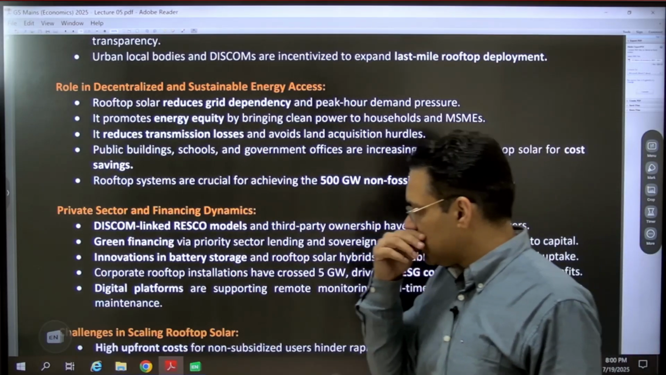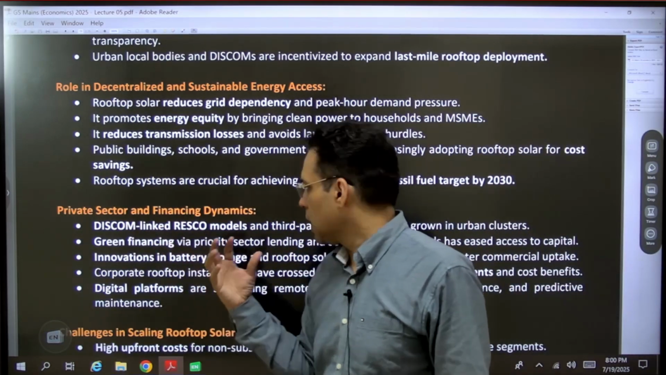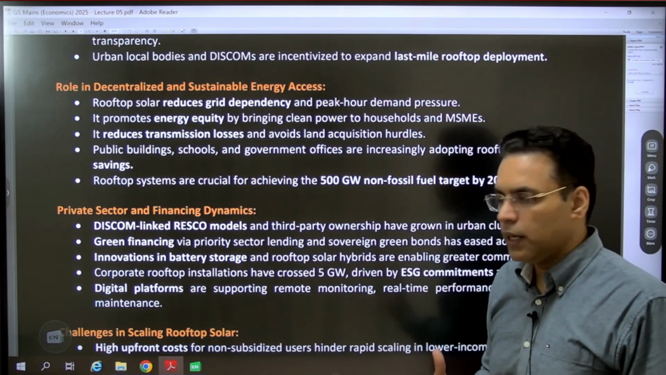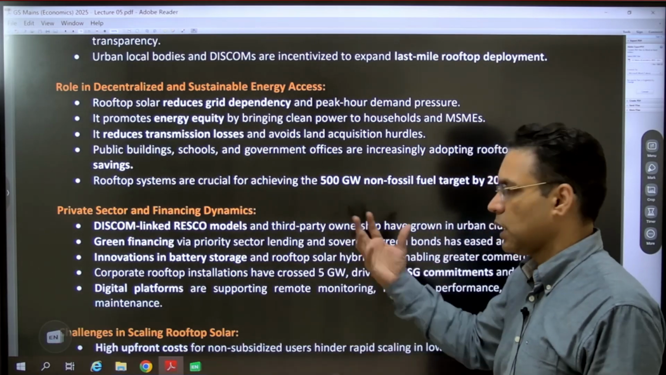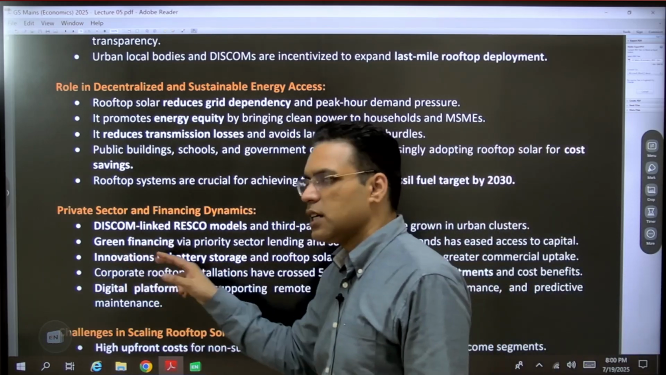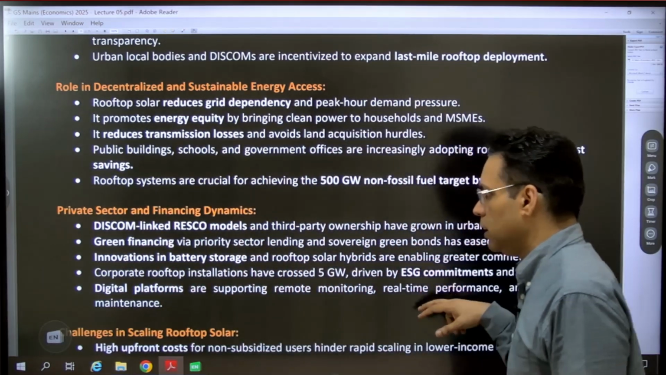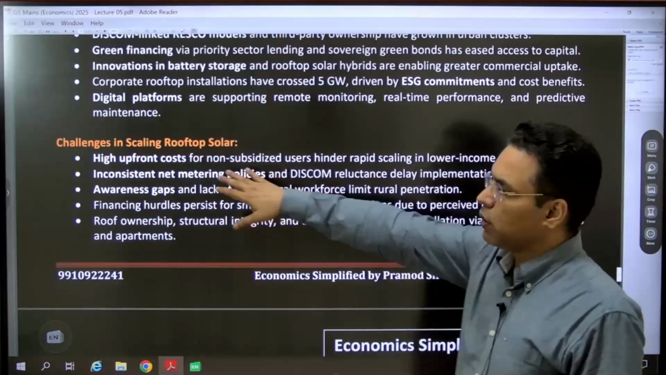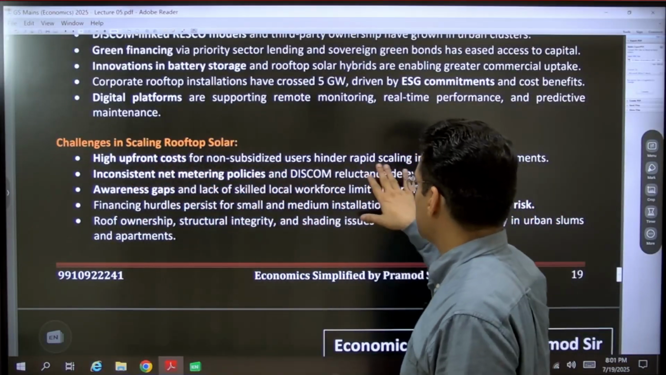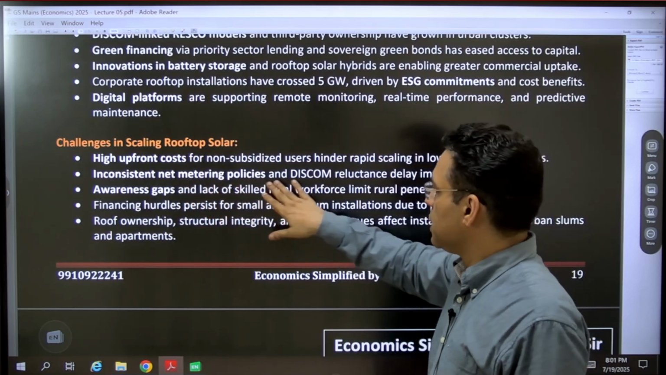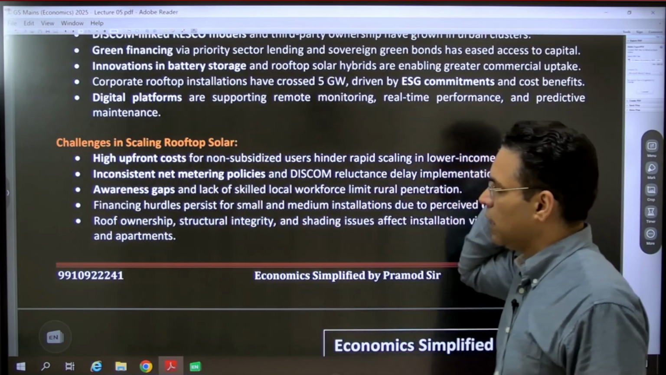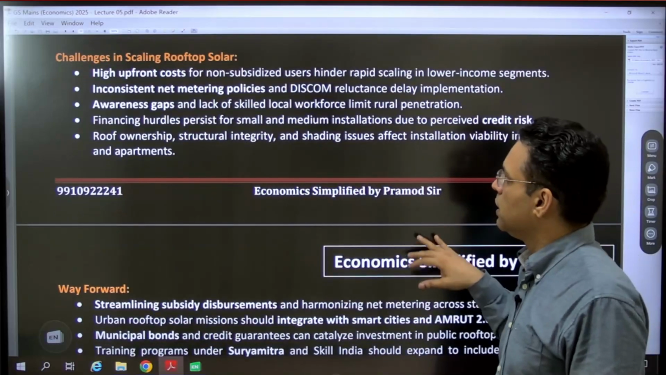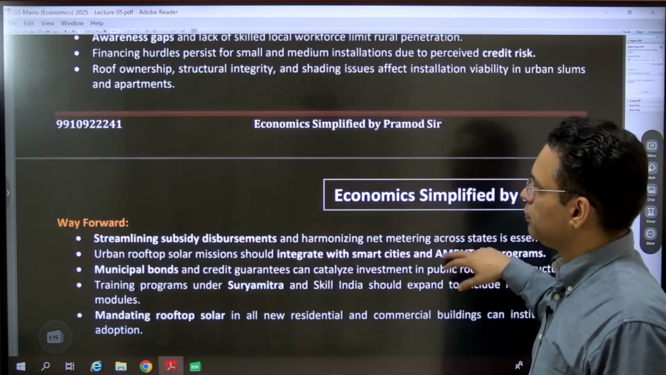तो discom link में distribution companies जो है क्या करती है, urban clusters में rooftop solar को promote करती है, and third party जो है आपको वो सारा ecosystem देती है. Green financing is where finance is available in this area. Challenges क्या क्या है, high upfront cost, starting cost ज्यादा होता है for non-subsidized user. Inconsistent net metering policies and discom reluctance delay implementation. Awareness gap, lack of skilled local workforce. Roof ownership, structural integrity, shading issues.